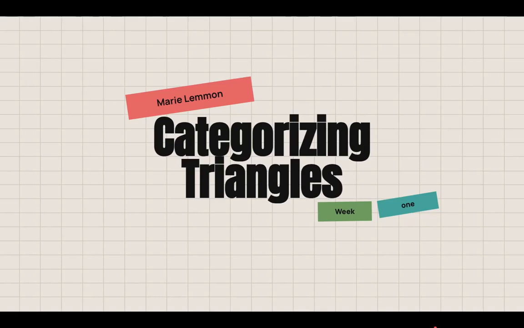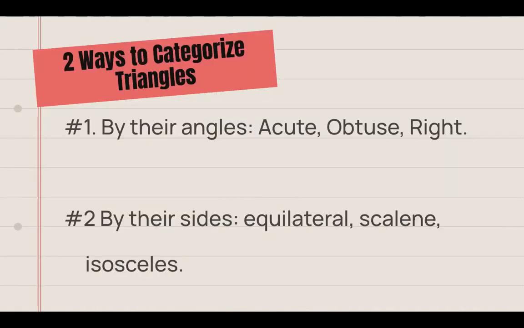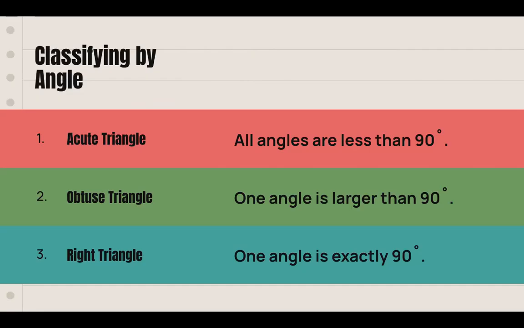Today we are categorizing triangles. There are two main ways to categorize triangles. Number one, we can do it by their angles. We'll get an acute, obtuse, or right triangle. And number two is by their sides: an equilateral triangle, a scalene triangle, or an isosceles triangle.